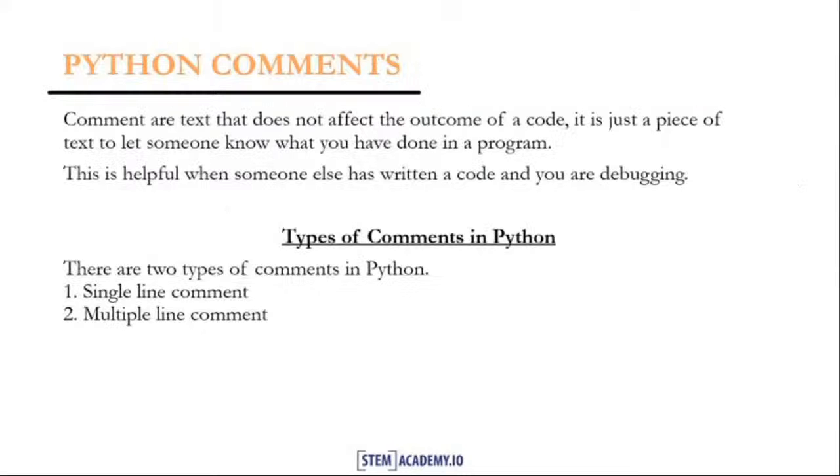Comments are text that does not affect the outcome of a code. It is just a piece of text to let someone know what you have done in a program. This is helpful when someone else has written a code and you are debugging it. Types of comments in Python. There are two types of comments in Python: single line comment and multiple line comment. In our next slide, we'll continue learning about comments in Python.